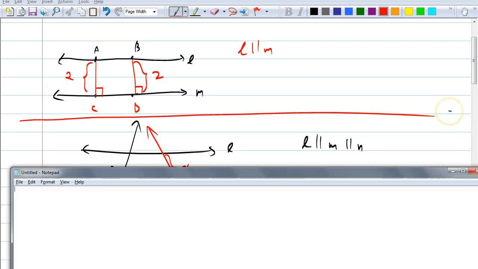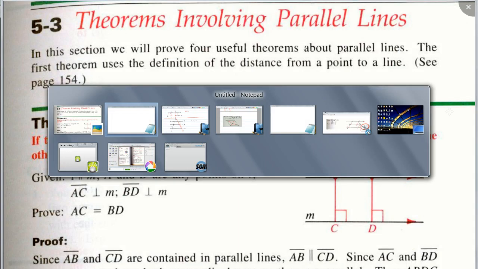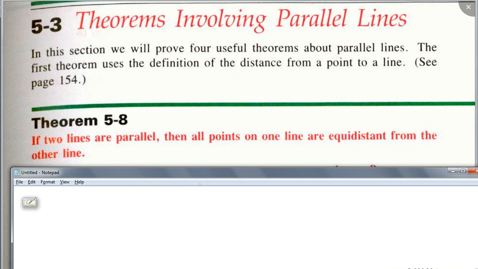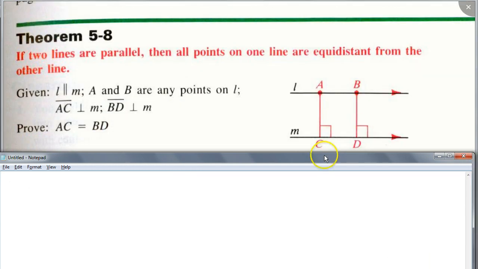It's this one. Okay? So this theorem is talking about that. You should have it on your notes, right? Okay, so go ahead. Think about this. Does this make sense? Good question.